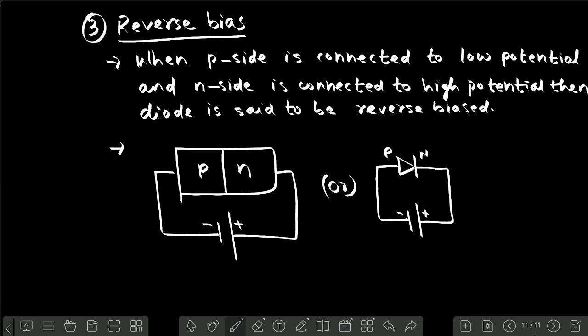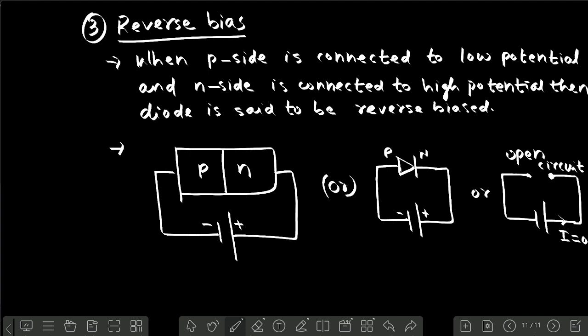In this condition the diode will not work. It will behave like an open circuit. No current flows here. No current flows due to majority charge carriers. Due to minority carriers some small current will be there, but that is negligible. So when the diode is reverse biased, no current flows. This much you remember.